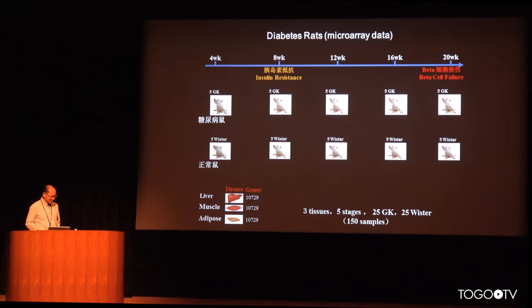So the last example is for diabetes. This is for mice. We have an experiment conducted at 4 weeks, 8 weeks, until 20 weeks. The diabetes mice are GK mice, and we also have the control, Wistar. At each stage we take 5 mice and measure liver, muscle and adipose. About 10,000 genes, high dimensional data.